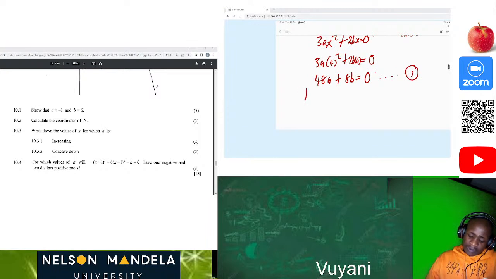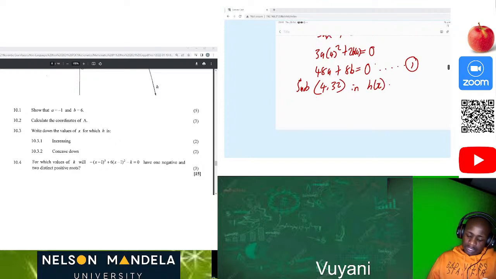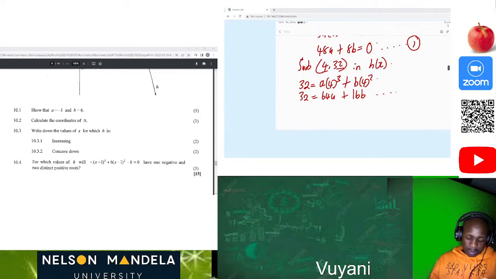Now, for the original function, let's substitute the point 4, 32 in h of x, which is the original function. So how do we do that? This is y, this is x, so it's going to be 32 equal to, what is our a? We don't know. What is our x? Our x is 4. So ax cubed plus bx squared: 32 equal to 4 cubed, which is 64a, plus 4 squared, which is 16b.